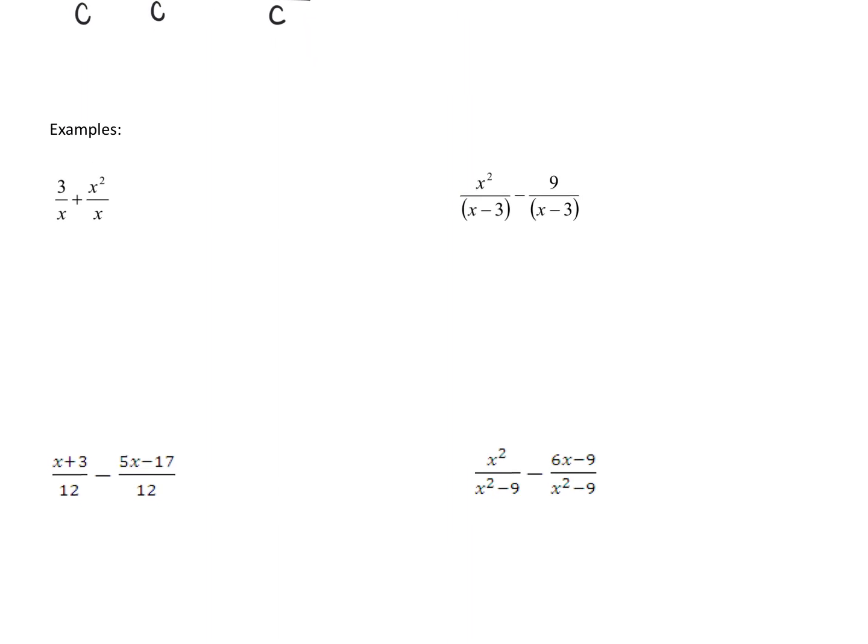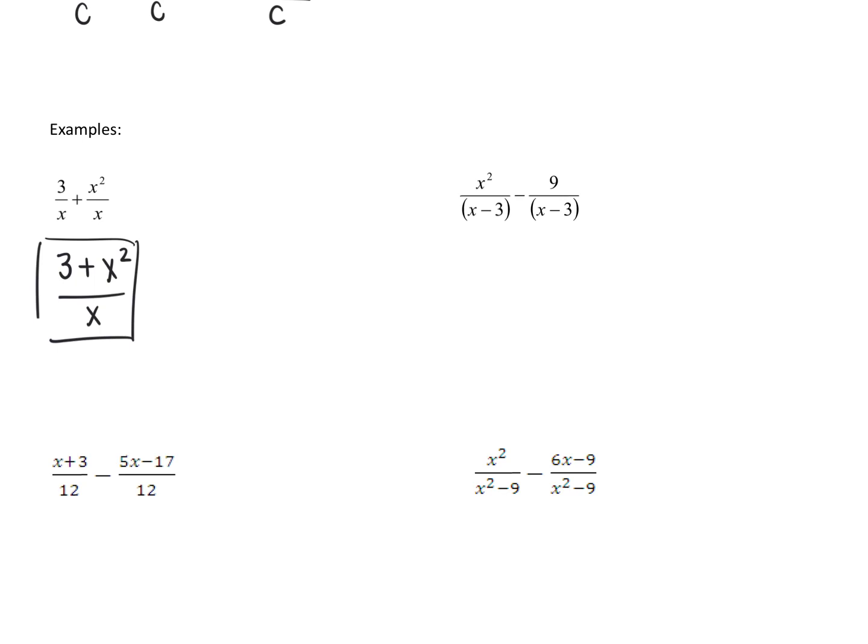In our first example, we have 3 over x plus x squared over x. So I can just combine my numerators, 3 plus x squared, all over x. And we want to check to see if it simplifies in any way. And 3 plus x squared, there's no simplifying that, there's no factoring, so that's my final answer.